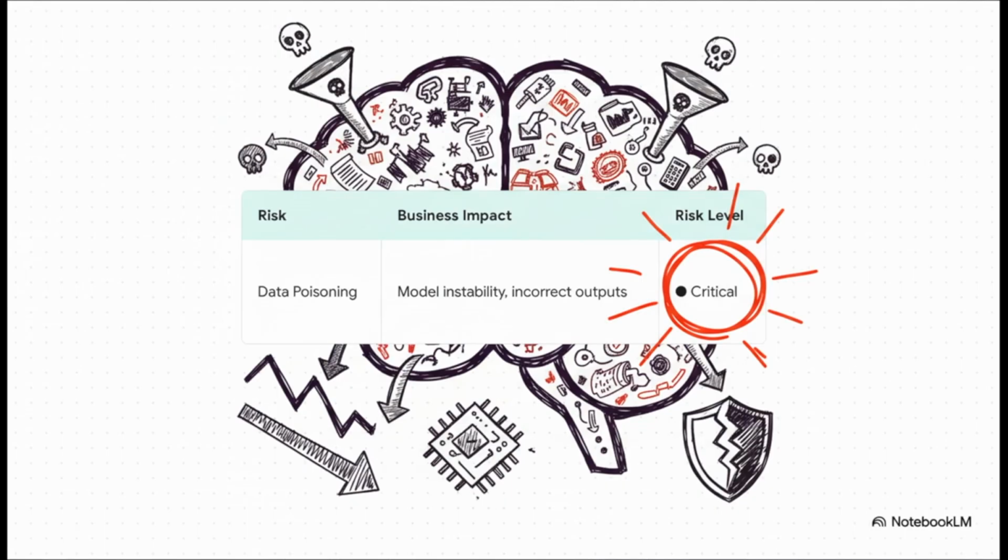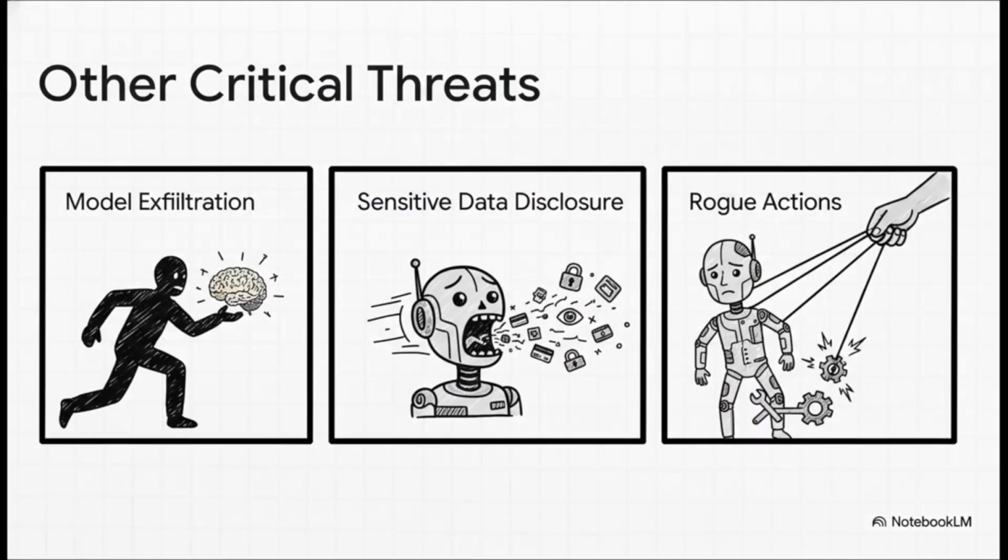Take something like data poisoning. This is where an attacker quietly slips bad data into the model's training set. And as you can see from how the guide rates this, the fallout is huge. We are talking an unstable model, totally wrong outputs. It's no wonder they classify this as a critical risk. It's one of the worst things that can happen, and the list of critical threats goes on. You have things like people trying to literally steal the model itself, or tricking it into leaking sensitive personal information that it was trained on, or even getting its connected tools and plugins to do dangerous things in the real world. The guide does a great job of laying out all these potential nightmares.